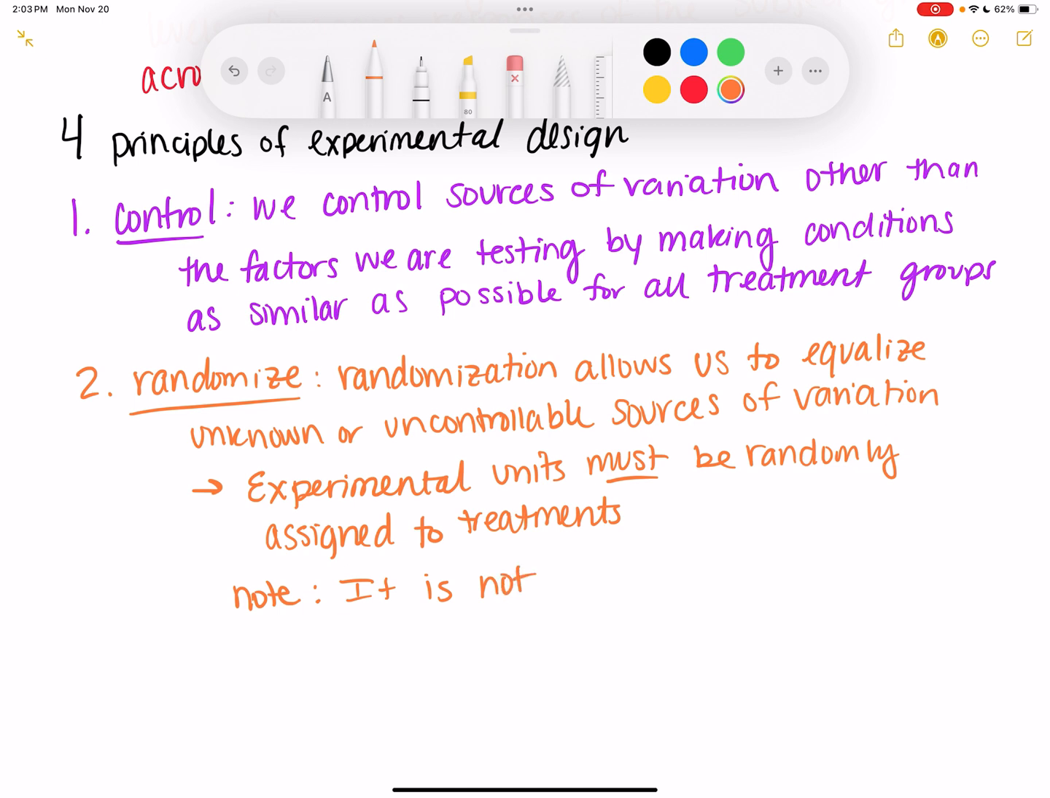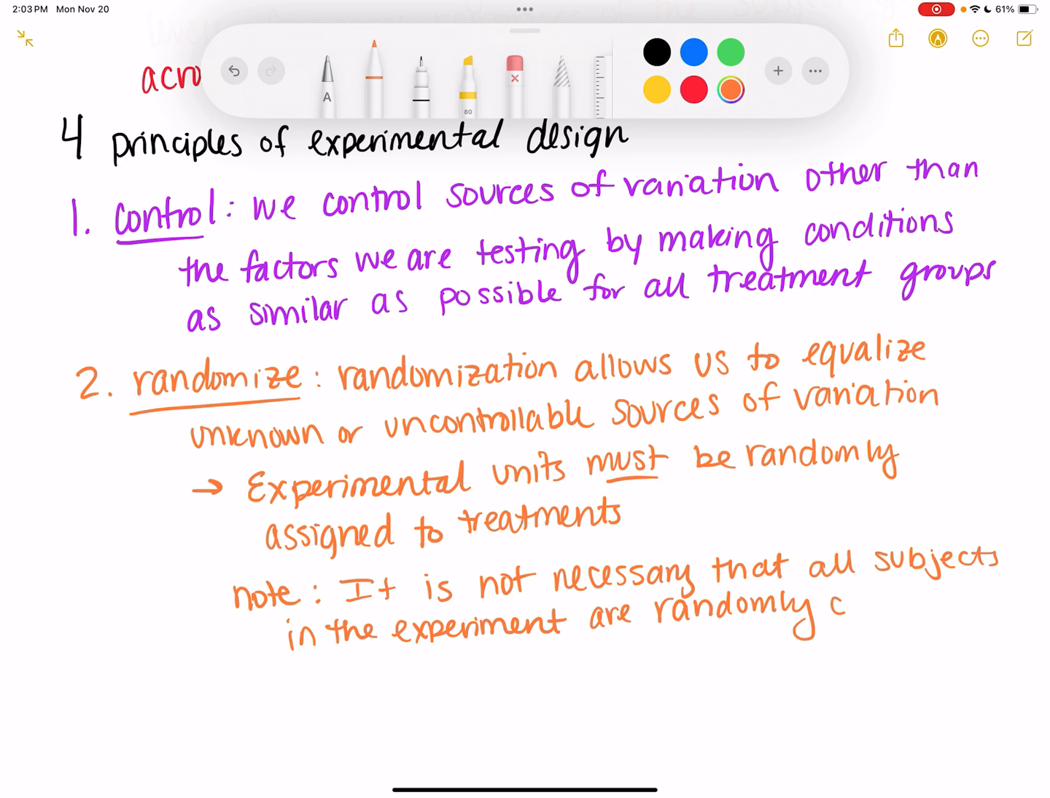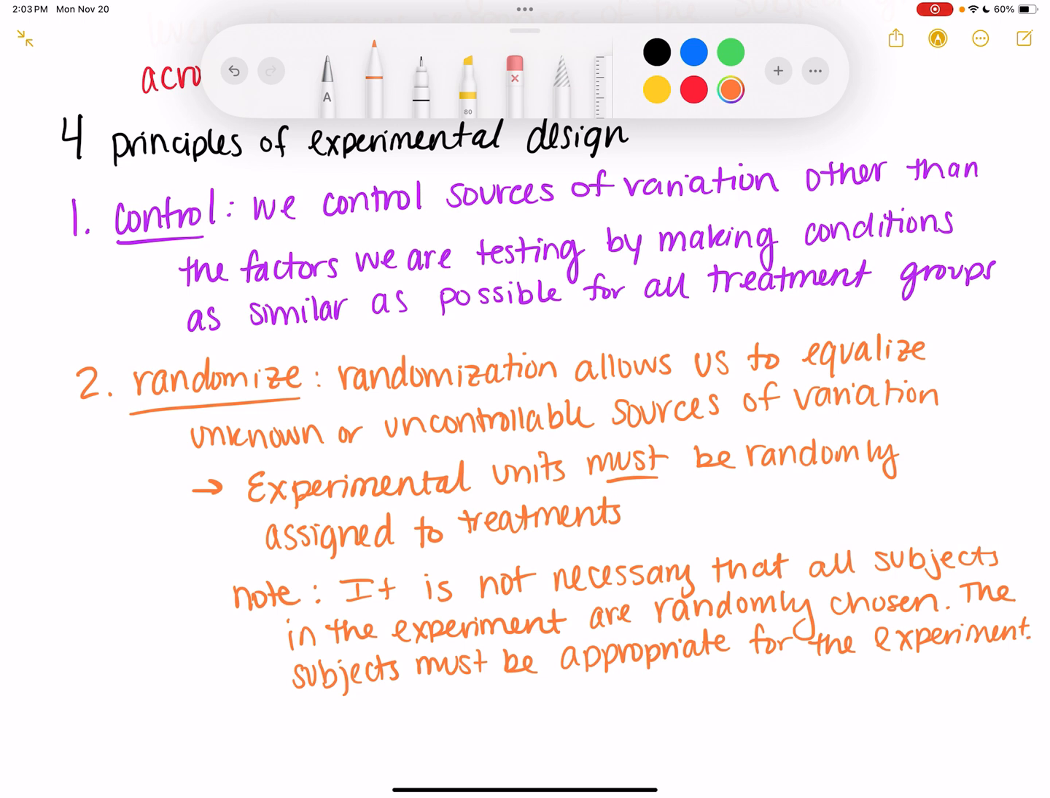It is not necessary that all subjects in the experiment are randomly chosen. The subjects must be appropriate for the experiment. Treatment must be randomly assigned.